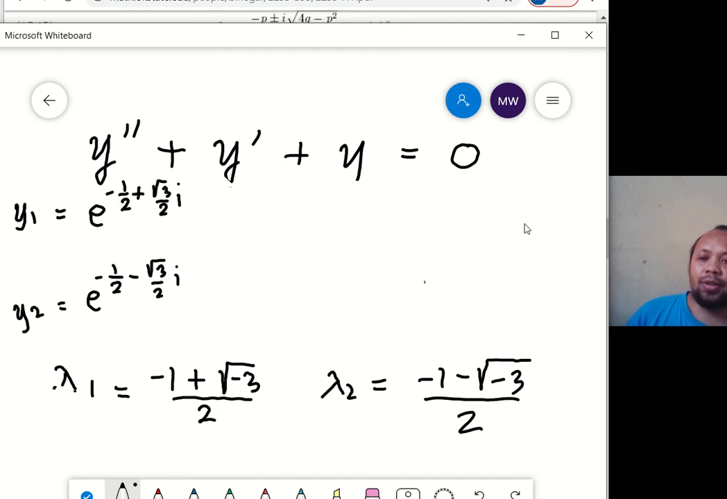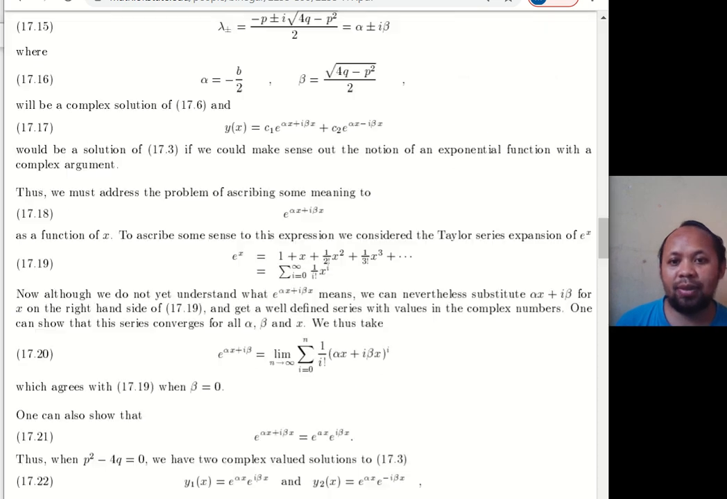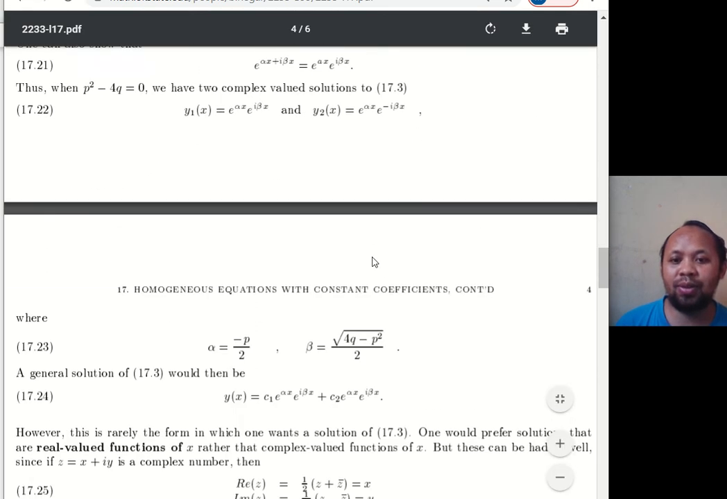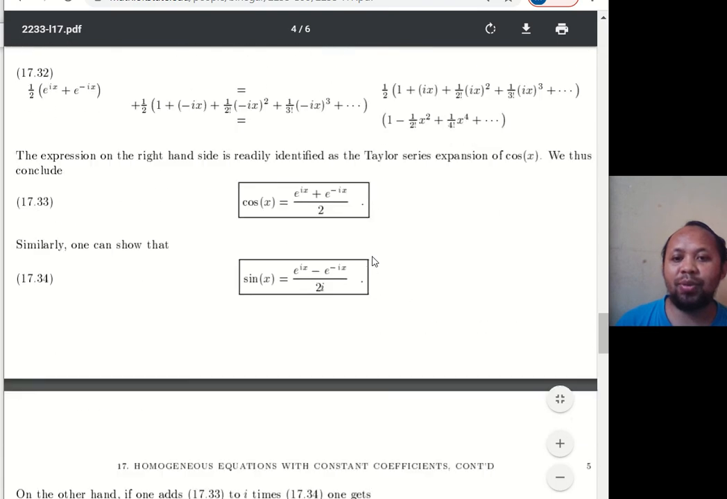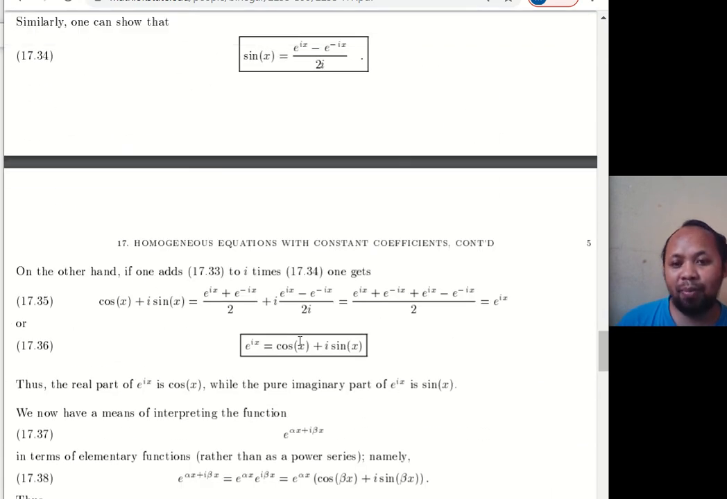Okay, so it is actually alright to write the solution like this using a complex number, but if we are asked to write the solution in a more simplified form, then we can apply some formula that has been described in the book. This is the formula related to complex numbers. This is called the Euler identity, or Euler formula.